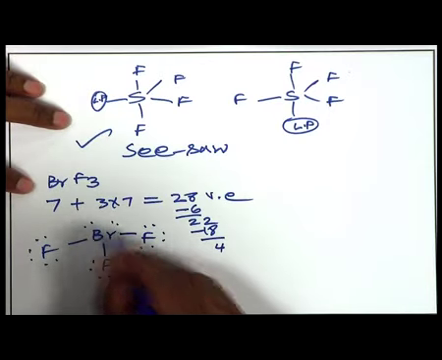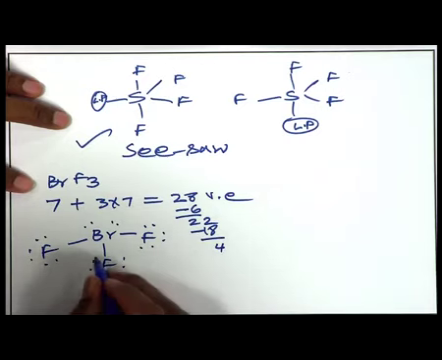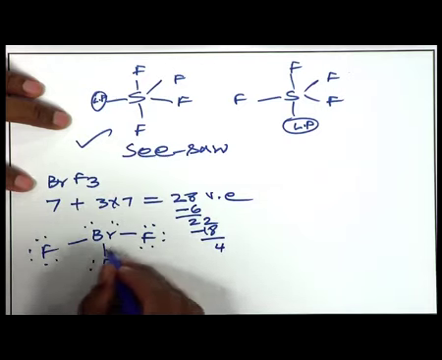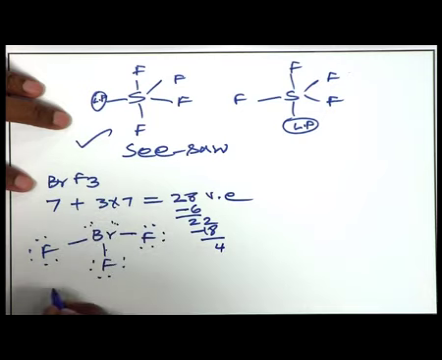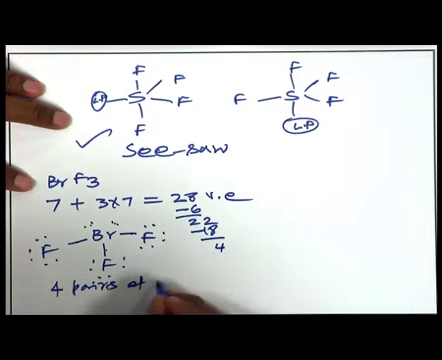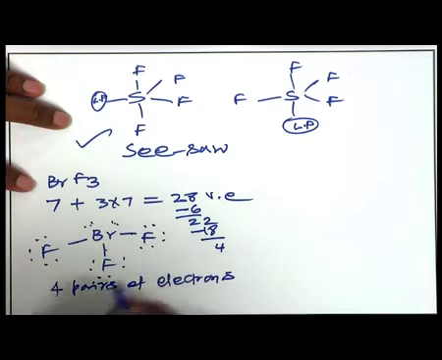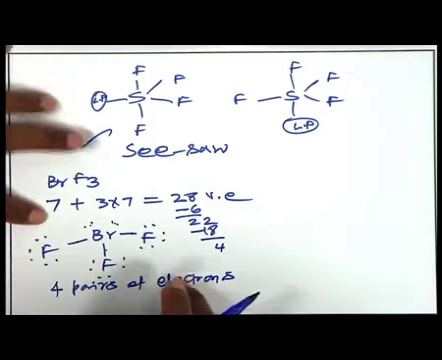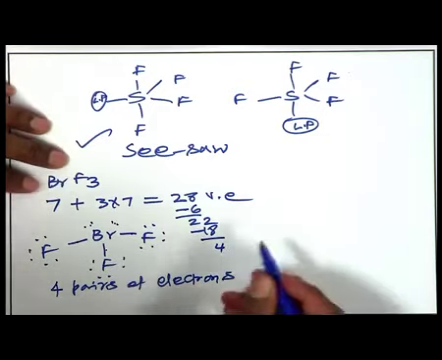This is one lone pair, this is another lone pair. In total, how many pairs of electrons are there? 1, 2, 3, 4, 5. So 5 pairs of electrons. That means 5 regions of electrons. The best way to arrange 5 regions of electron density is trigonal bipyramidal.